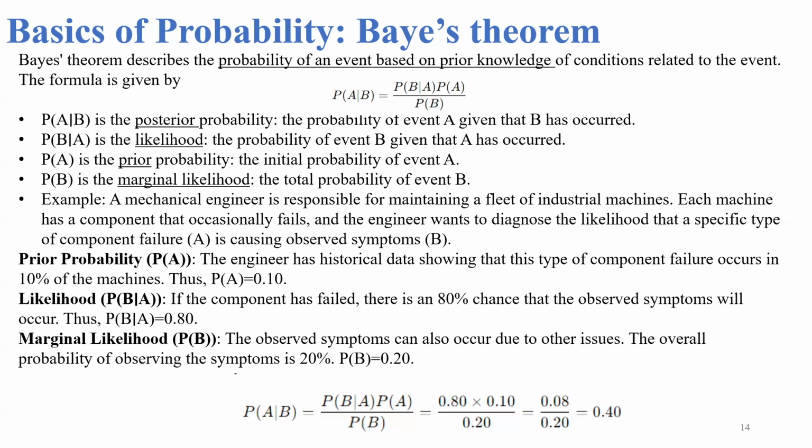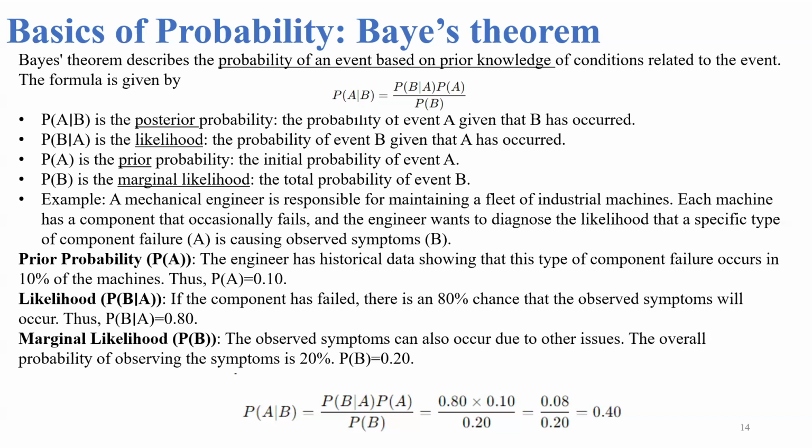So let's call it P of A is 0.1, 10%. Likelihood, that is P of B given A: if the component has failed, there's an 80% chance that the observed symptom will occur. This is 80%. Marginal likelihood, that is only for B, which is the symptom. The observed symptom can also occur due to other issues, and that is, let's call it 20%. P of B is 0.2.